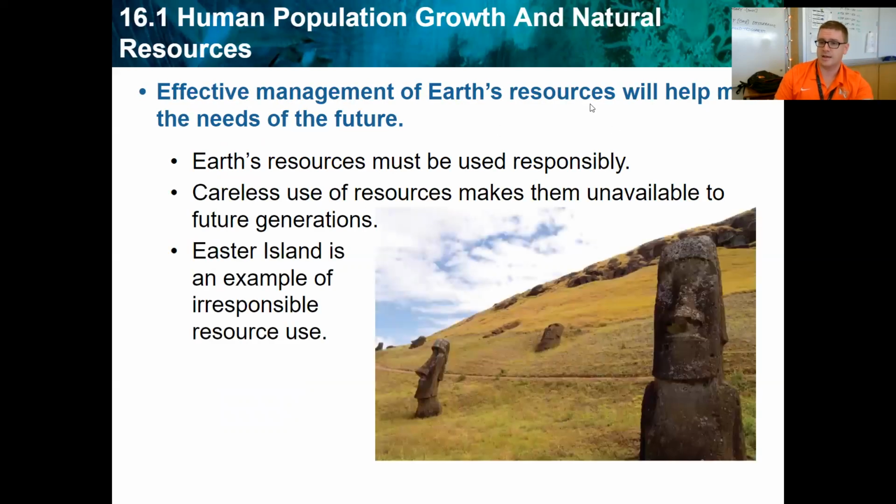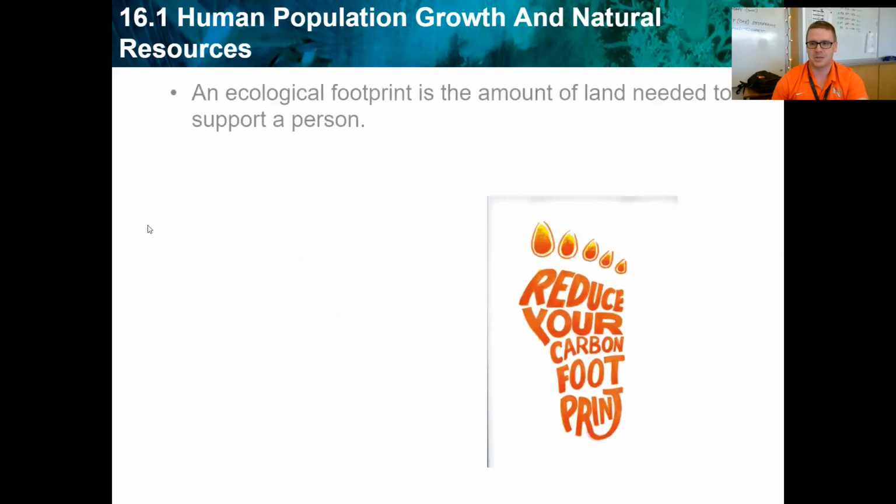Again, this is just an example. This is an example of a place around the world where the resources were not used reasonably, Easter Island. I suggest if you want to look more into this, do a Google search of Easter Island and see how they mismanaged their resources over the period of time, which made it very difficult for future generations to be able to successfully live in that environment, in that situation.